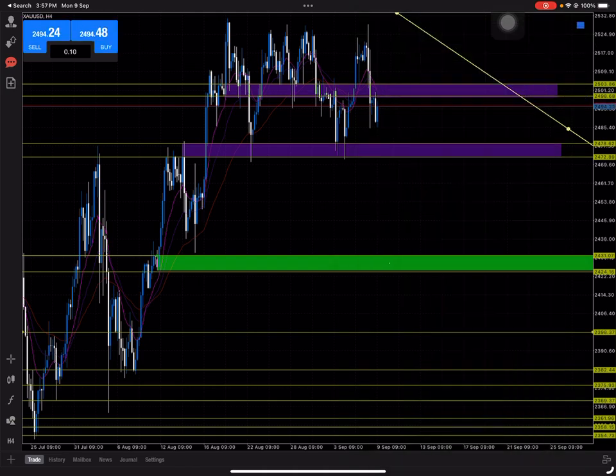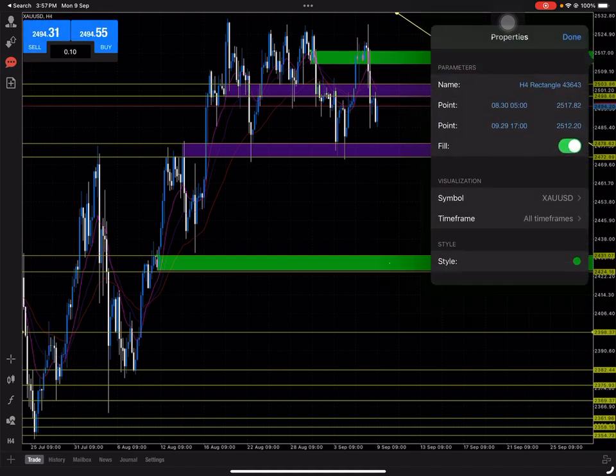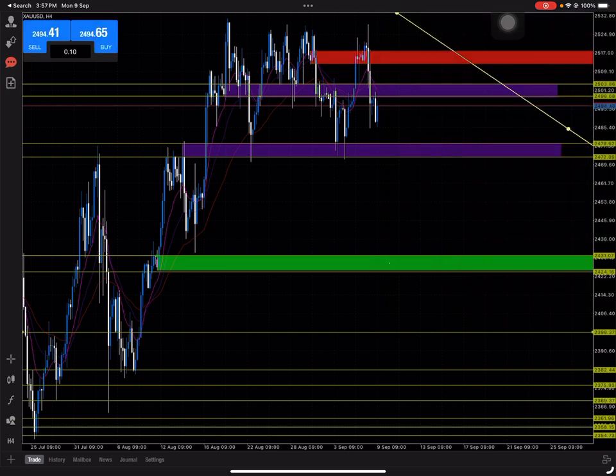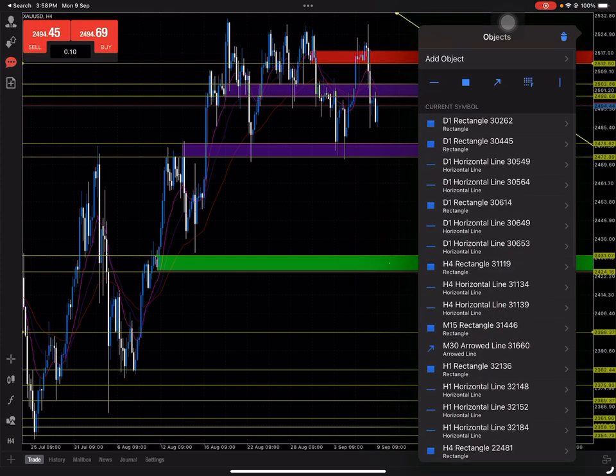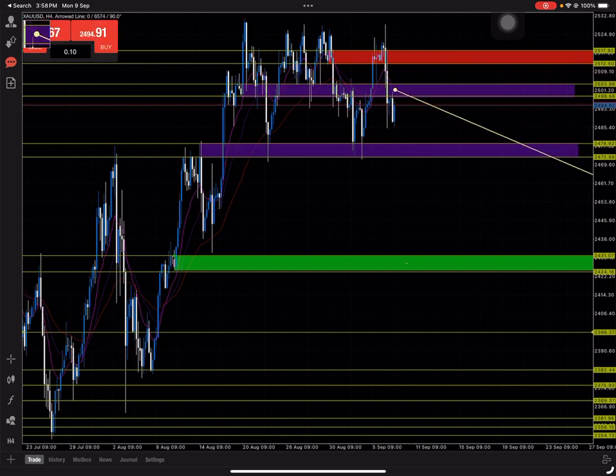I'll just add one more over here. This is a sell scalp location for M15, 2519, 2512.5, 2517.92. So yeah, you can scalp sell within this purple box.